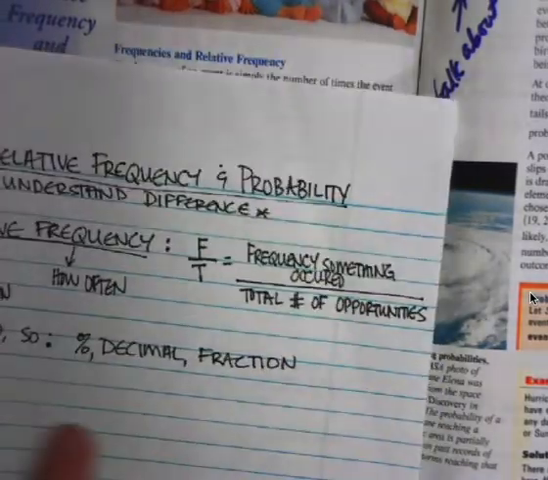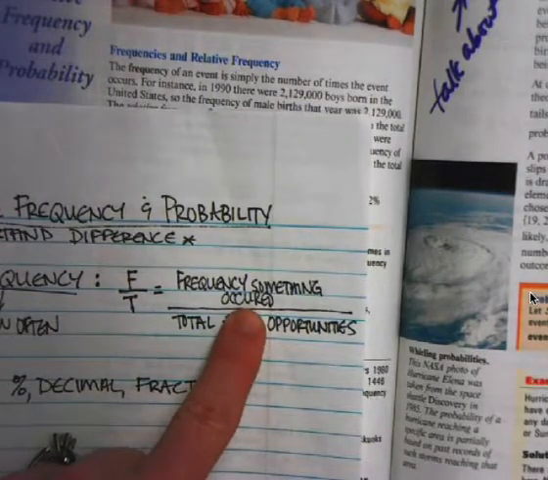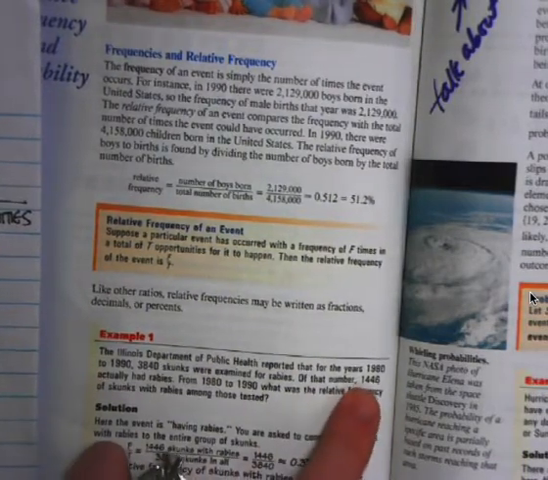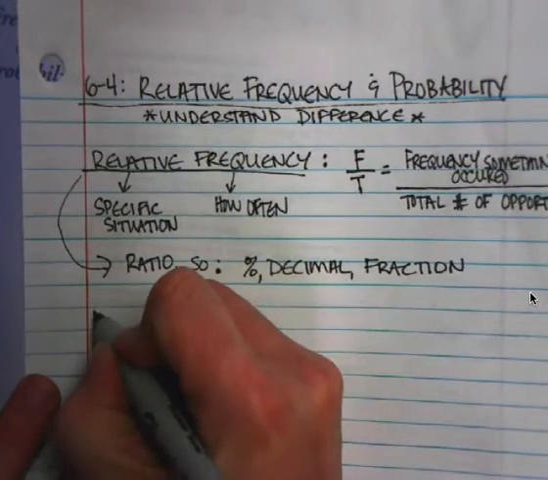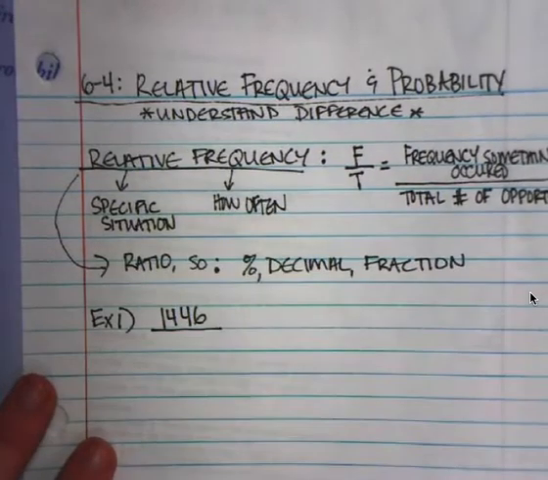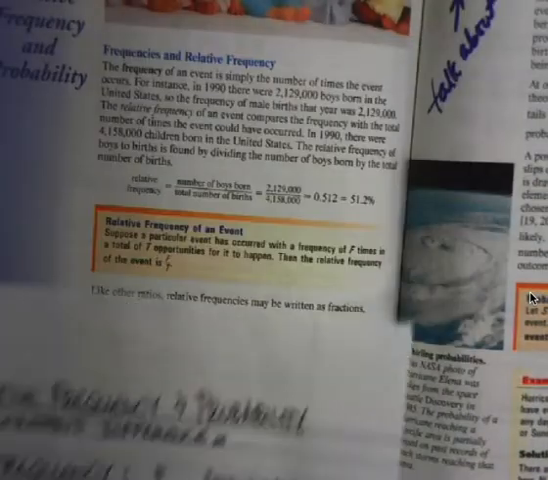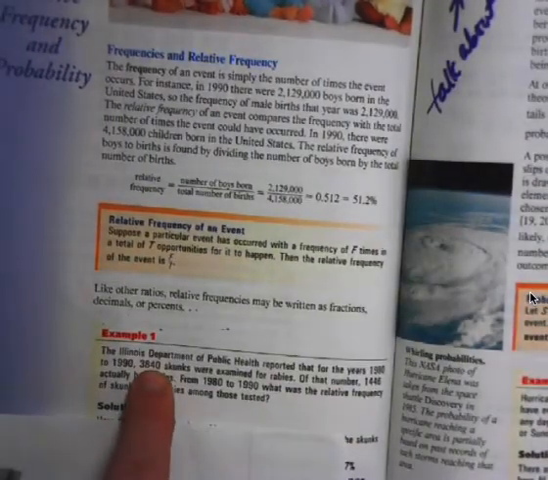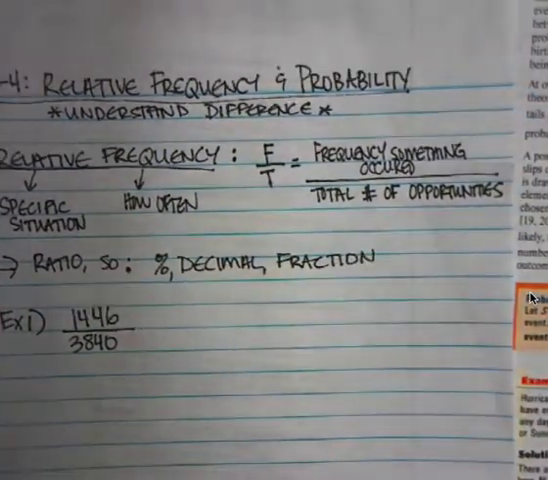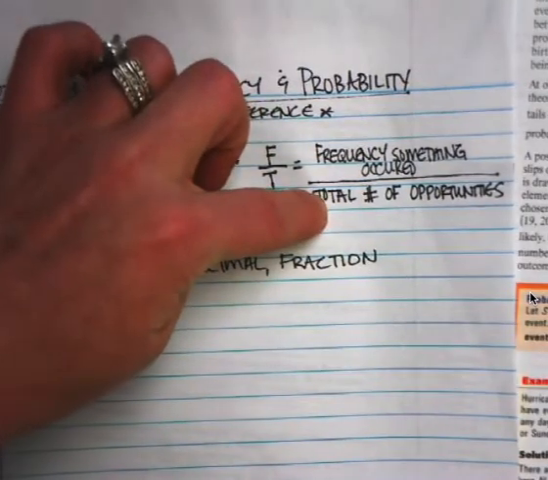So going back to our definition of relative frequency, what is the frequency that something occurred? Well, we're looking for the fact that they had rabies, okay? And 1,446 actually had rabies. And then what was the total number of opportunities? Or in other words, how many could have had rabies? Well, there was a total of 3,840 skunks actually tested. Okay, so those are the two numbers that go along with frequency that something occurred and total number of opportunities.